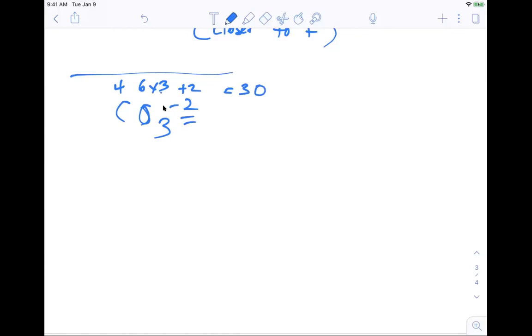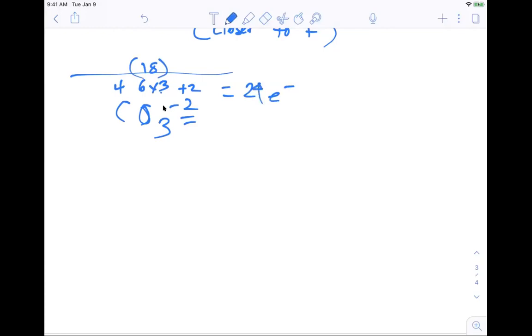So let's just double check. Carbon's got 4. Oxygen's got 6. You know what? I made a mistake. Good thing I double checked. 6 times 3 is not 24. 6 times 3 is 18, right? So 4 plus 18 plus 2. So I have 24 electrons to put in the picture. Always useful to double check. And let me fix that. That does not look like a 4.